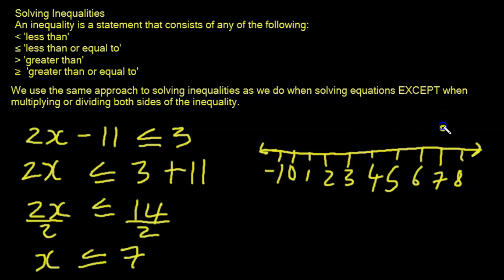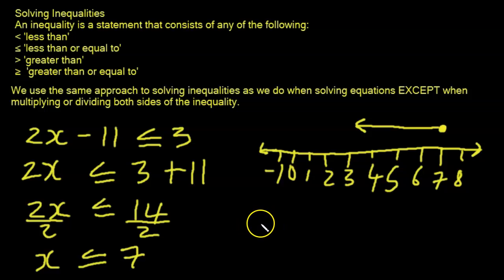So again, we use a full dot because x is less than or equal to 7. So x can be equal to 7. I will represent it like that. So less than 7 is 7 down, right? Less than, so go in the left direction.